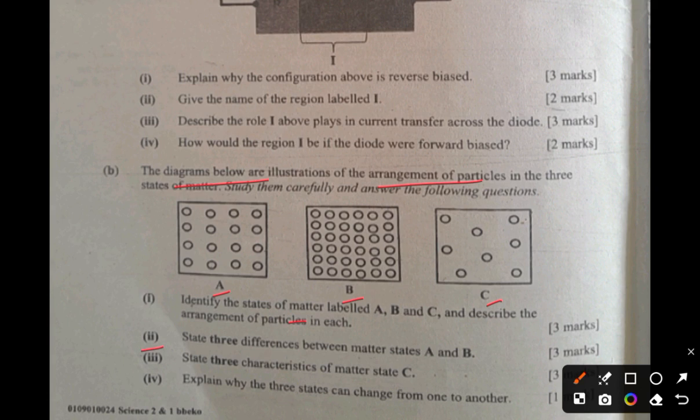Then II, state three differences between A and B. So A is liquid. You can draw a table, and you can differentiate using the word while or but. So A, particles are closely packed but can move freely. Then B, particles are closely packed in a fixed orderly arrangement. Then A, liquid can flow. B, solid cannot flow.